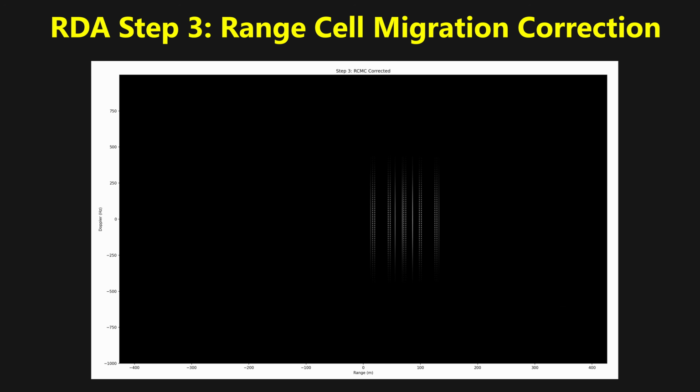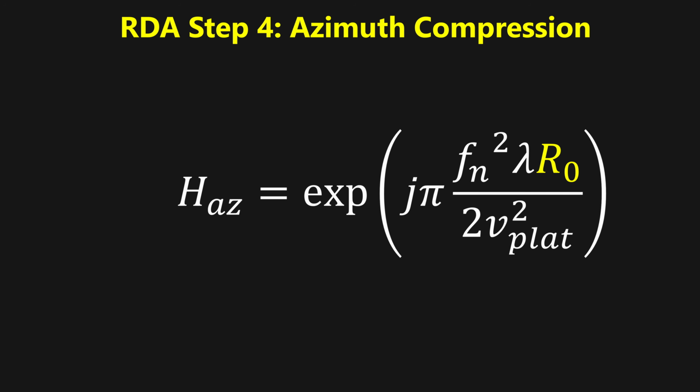At this point, the response from each point target is still spread out over the slow time axis, since the Doppler shift changes over time for each target with the radar's motion. The signals can be compressed by applying a match filter, this time in the azimuth direction. The match filter in this case will be filtering for a specific phase shift pattern that depends on the target's minimum range that range cell migration correction aligns it with.